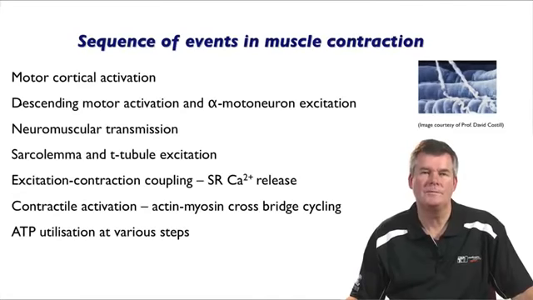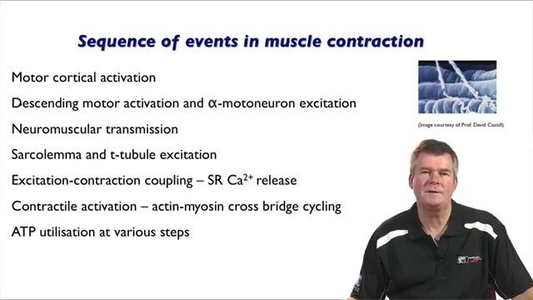You should review the basic steps and sequence of events involved in muscle contraction. It starts in the motor cortex with activation of the motor centres that control various muscles of the body. There's descending motor activation through the various motor pathways, and finally excitation of the alpha motor neurons that go to specific muscles. The transmission of the electrical impulse across the neuromuscular junction is mediated by the transmitter acetylcholine, and ultimately the excitation of the motor nerve is transferred to excitation of the muscle membrane and the extension of the muscle membrane into the muscle, the T-tubule.